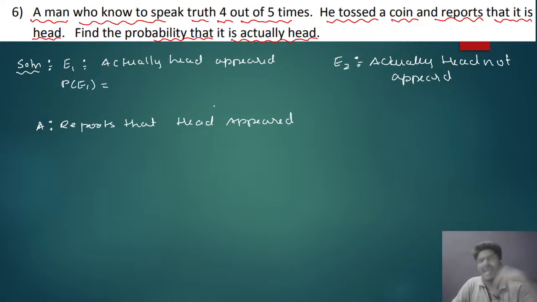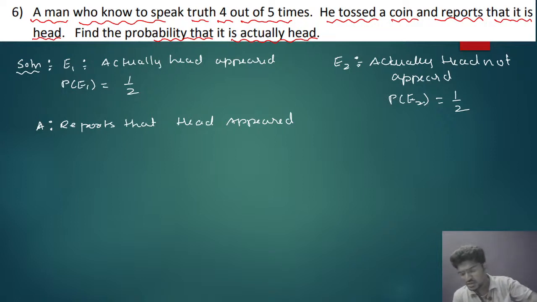See this, head appearance means there are two faces for the coin. Head appearance means it will be 1 by 2. Next, head not appearing means tail appears. Again it has two faces, tail is on one face, so therefore it is also 1 by 2. So I think this much you have understood. Coin has two faces, one is head, another is tail. Therefore probability of E1 is 1 by 2, probability of E2 is 1 by 2.